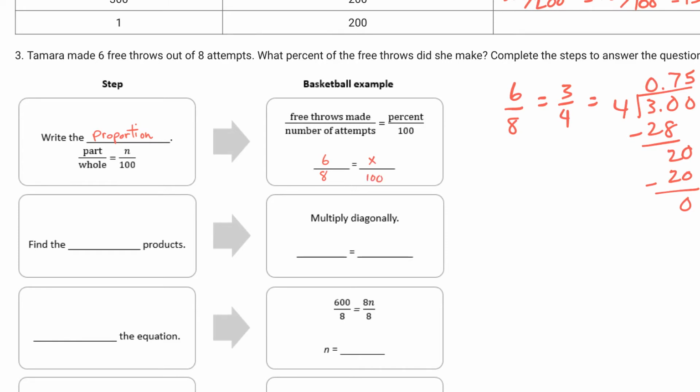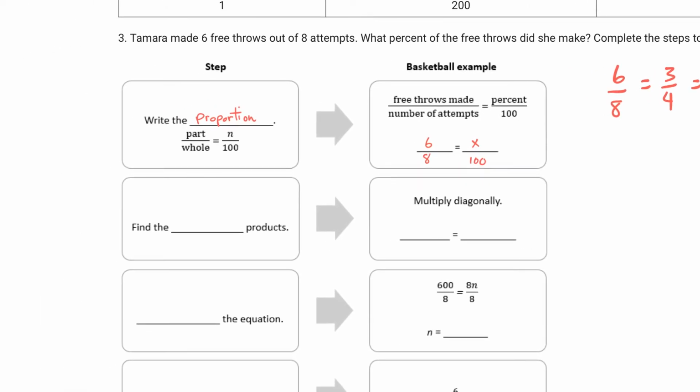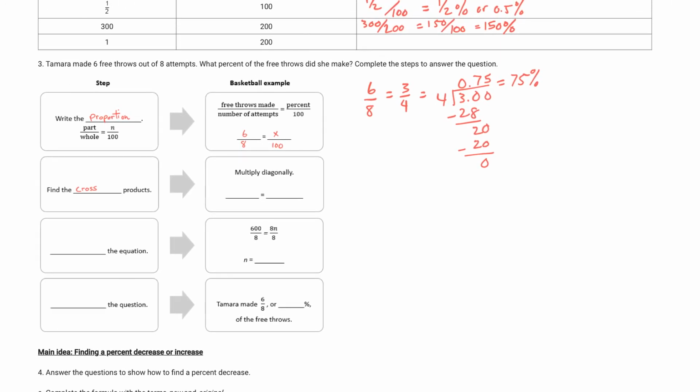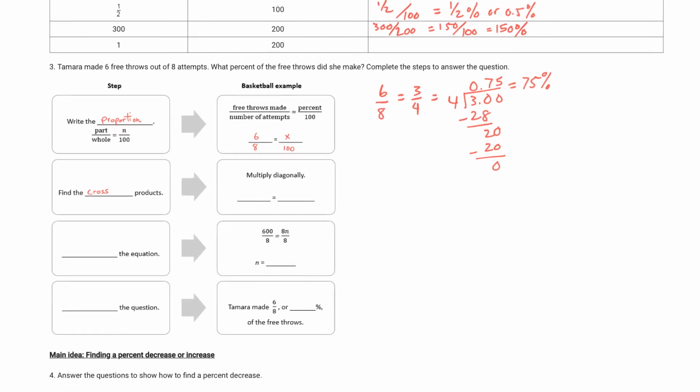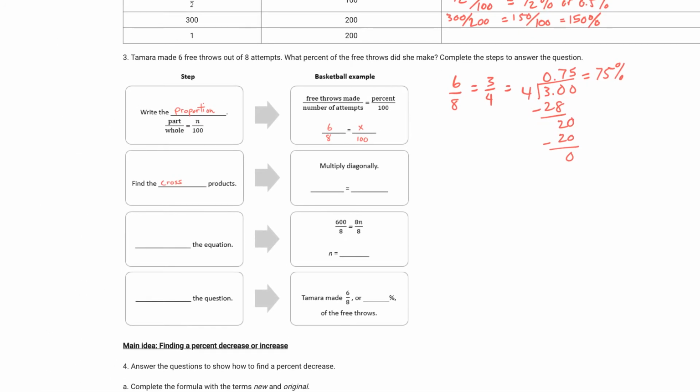Okay. So what we would do to solve that one is find the cross product. To solve for x, you would cross multiply 6 times 100 and 8 times x. So what you're learning is 2 different ways to do this. Here's my way, 75%, divide, done deal. And then the publisher is saying, well, we could do this by making proportions, and we do the cross products.